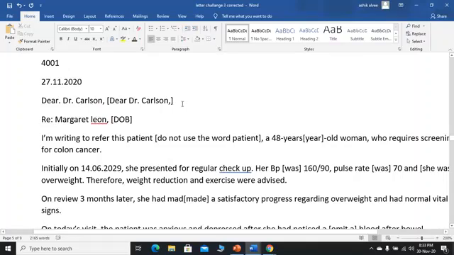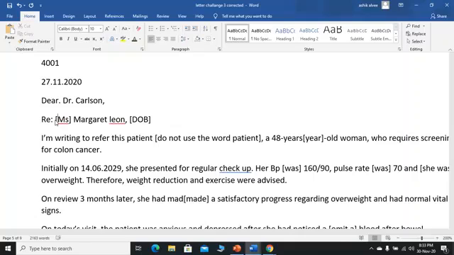Carlson, I don't know why, I think it's a mistake. Sorry, it's all right. Dear Dr. Carlson, regarding Margaret Leon. Now it should be a Miss. Margaret Leon is a mistake. The marital status should be written in the name, obviously, and the name Leon has been written with a small l. It should be with a capital L.